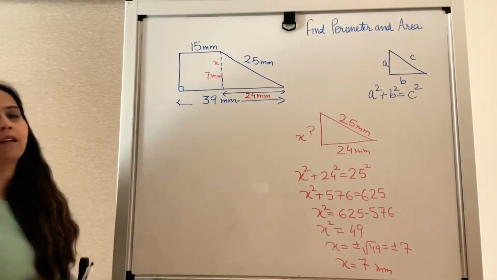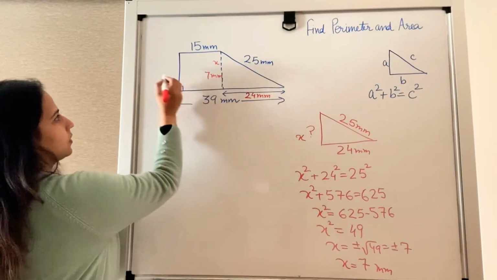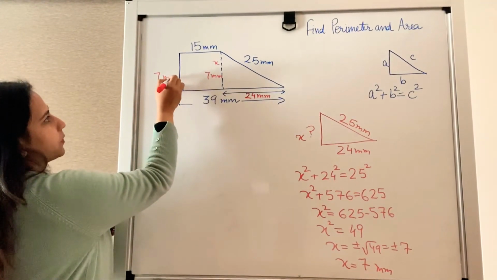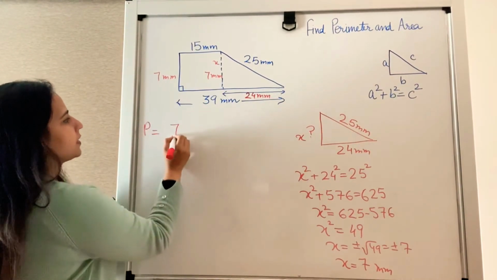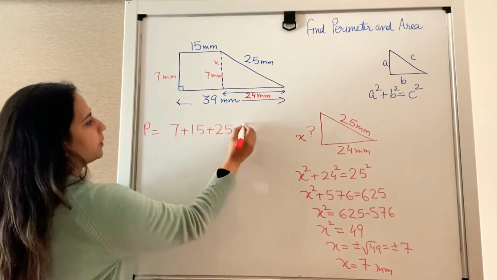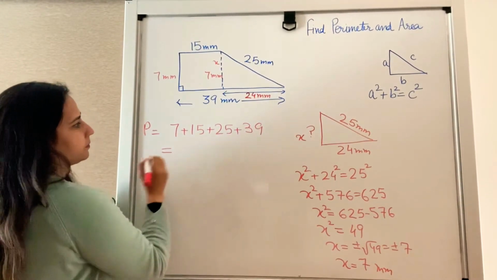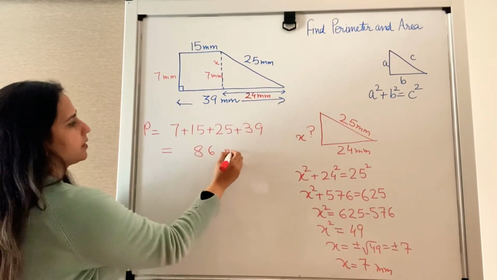Once you have this, now again we can apply our perimeter formula. This is 7, so this becomes automatically 7 millimeters, right? So the perimeter is the sum of all the sides. So this is 7 plus 15 plus 25 plus 39, which is 86 millimeters.